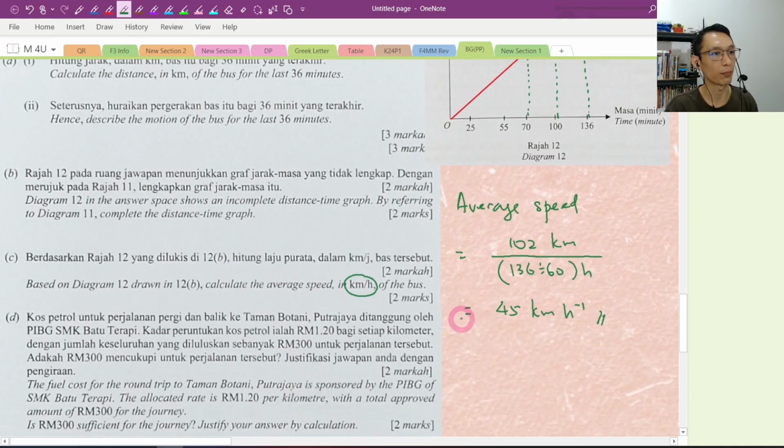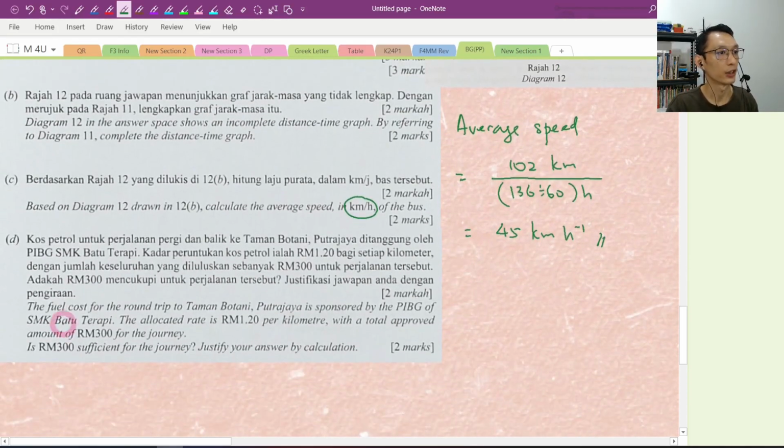Now let's go to the last part. The fuel cost for the round trip to Taman Botani, Putrajaya is sponsored by, okay, this round trip means go and back, pergi dan balik. It's sponsored by the PIBG of SMK Batu Terapi. The allocated rate is 1 ringgit and 20 cents per kilometer, with a total approved amount of 300 ringgit for the round trip journey, go and back. Is 300 ringgit sufficient for the journey? Justify your answer by calculation.